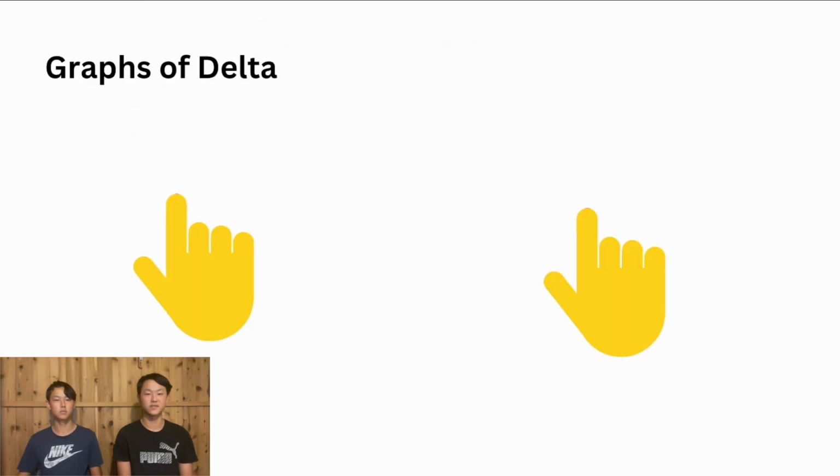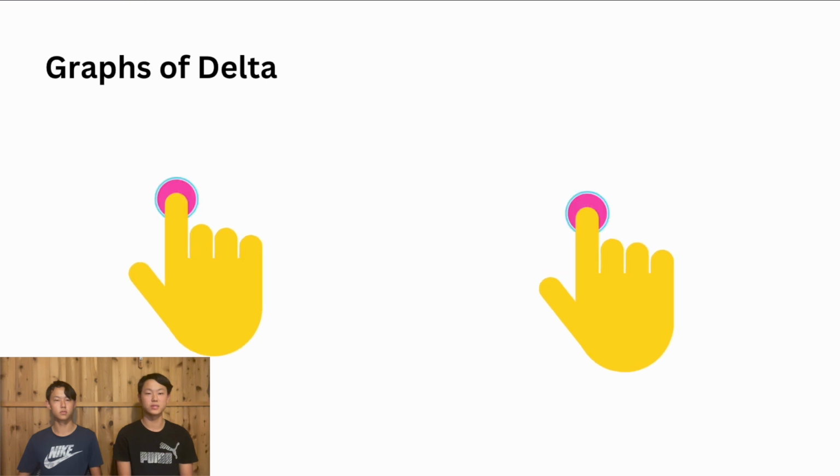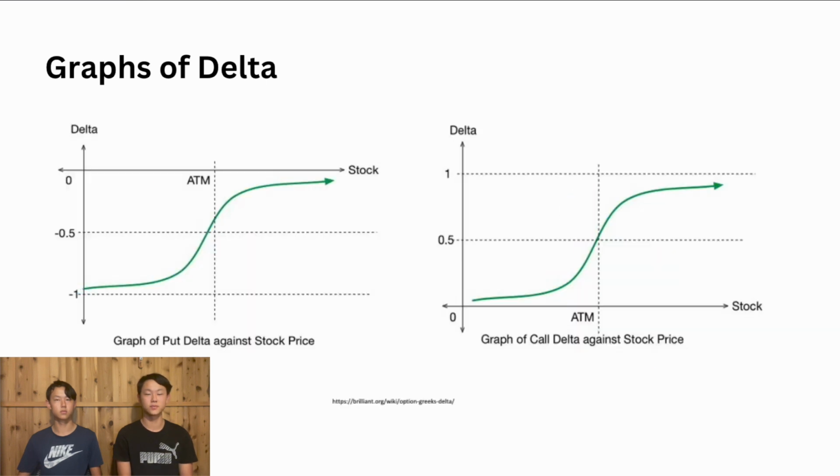Here we have 2 graphs of delta. The graph on the left represents put delta against stock price. The left side of the graph represents in the money put options. The right side of the graph represents out of the money put options. The line in the middle represents at the money puts.